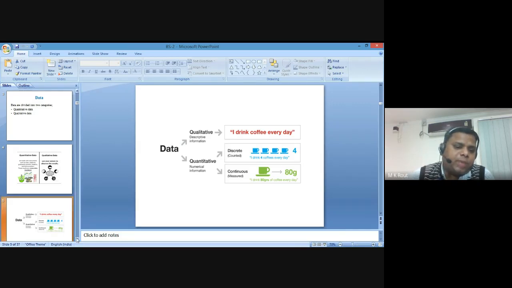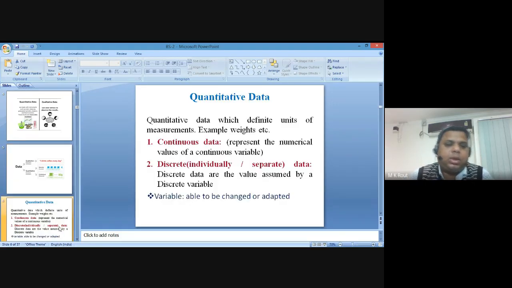Then move to the next part. Quantitative data has a definite unit of measurement, for example, weight and volume. The next are time, temperature, and humidity, which are under this quantitative data. The next part is that quantitative data basically includes continuous data and discrete data.